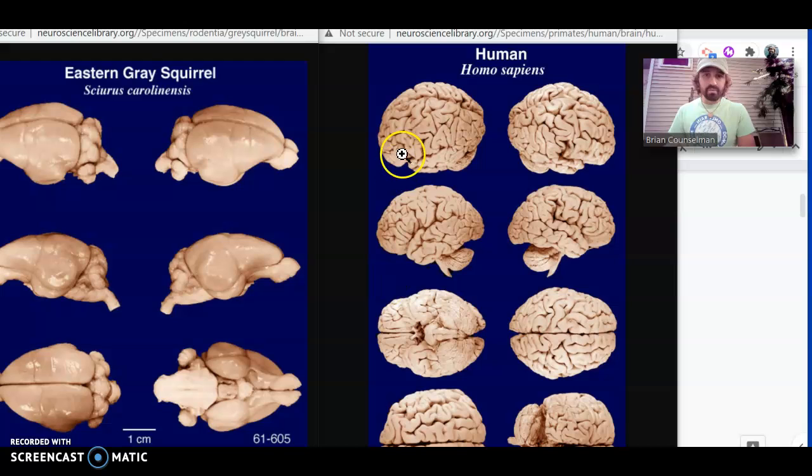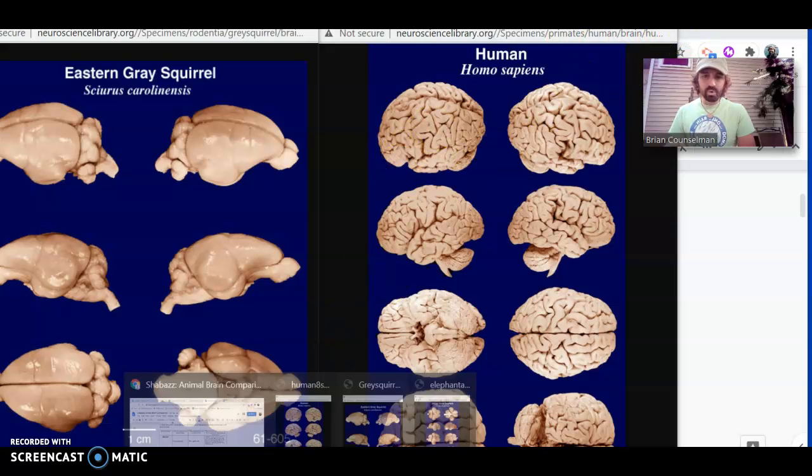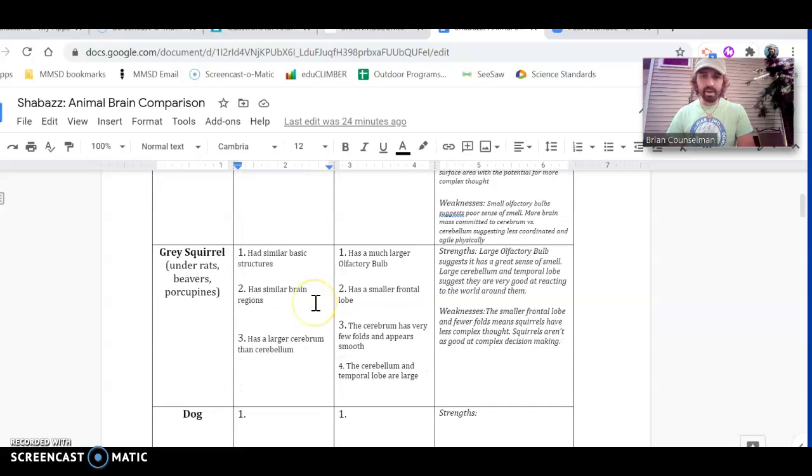All of those observations, you will put into this. I put those similarities on this side, I put those differences on this side, and then I made some statements around that. I said the large olfactory bulb suggests it has a great sense of smell. Large cerebellum and temporal lobe suggest they're very good at reacting to the world around them. Some weaknesses of that squirrel: the smaller frontal lobe and fewer folds means the squirrel has less complex thought. It's not out there probably thinking about the meaning of life, but instead saying, where's the nut and how do I avoid getting hit by a car? Squirrels aren't as good at that complex decision making.